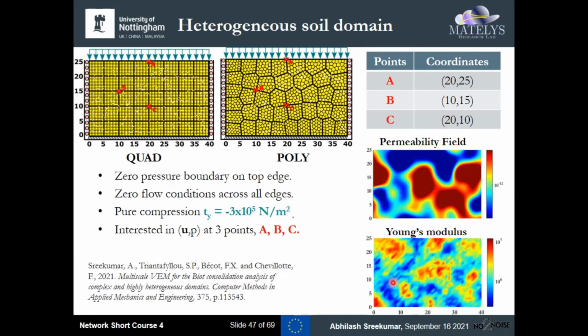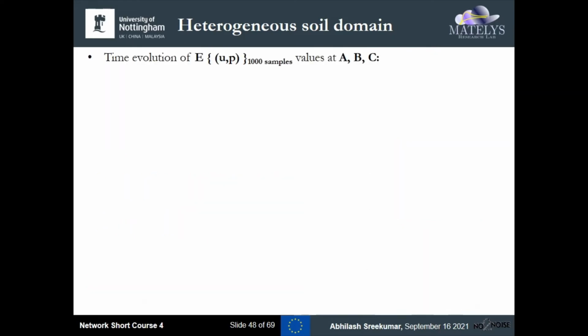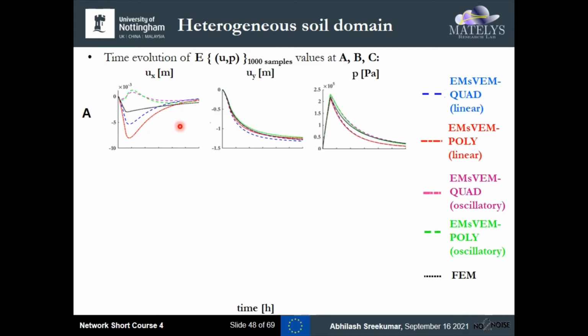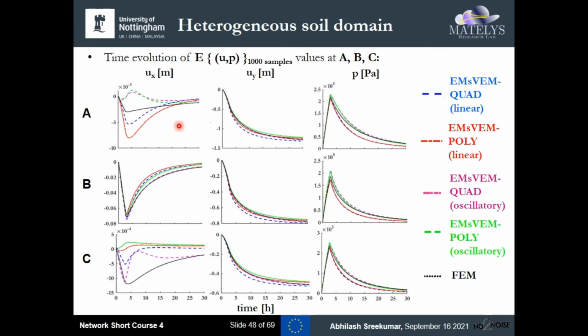These are just samples. Monte Carlo simulations are performed for these random fields, and the time evolution has been plotted as an expectation over 1,000 samples at the 3 points. Let me just get all the figures on screen and I speak about them. All right. Now, the first row corresponds to the evolution of X displacements, Y displacements, and pressures at point A. The second, similarly for point B and for point C.